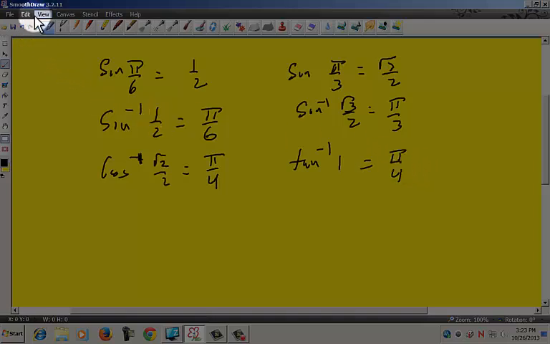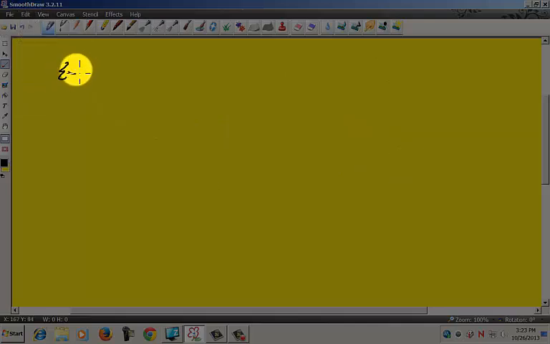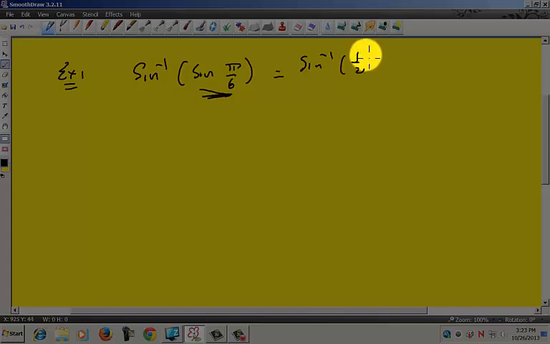So let's do some tricky examples. Here's example 1. All right, well, let's start with the easy one and go tricky. Let's go with sine inverse of sine of pi over 6. Simplify that. Well, of course, we're going to work from the inside out. So sine of pi over 6 is 1/2. So sine inverse of 1/2 is going to be pi over 6. So then we're going back to the angle.